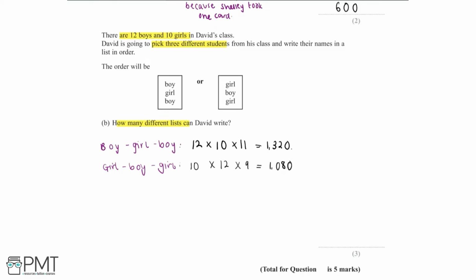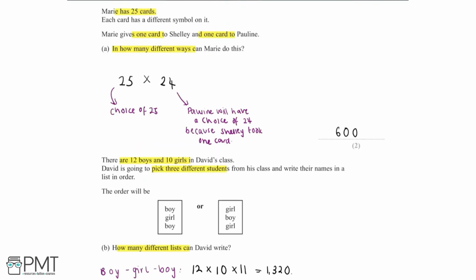So now we've found out that for the boy-girl-boy order, David can make 1,320 lists. And for the girl-boy-girl order, David can make 1,080 lists. Now to find out how many lists David can write in total, we can do 1,320 plus 1,080, and we'll get an answer of 2,400, which we can write down in our answer box below.